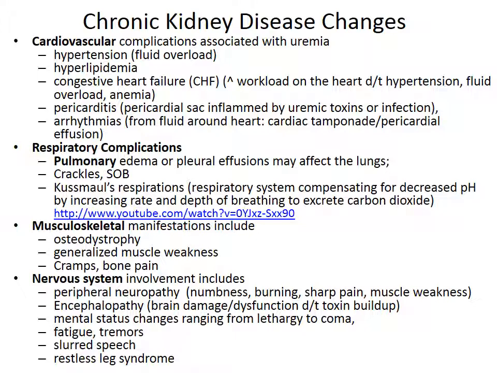Musculoskeletal manifestations include osteodystrophy, or a lack of production of bone tissue, generalized muscle weakness, cramps, and bone pain. Nervous system involvement includes peripheral neuropathy, numbness, burning, sharp pain, muscle weakness, encephalopathy, brain damage, dysfunction due to the toxin buildup, mental status changes ranging from lethargy to coma, fatigue and tremors, slurred speech, and restless leg syndrome.